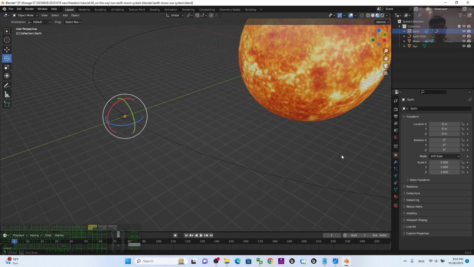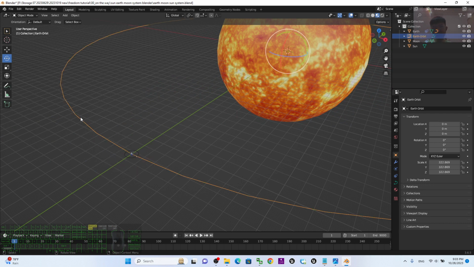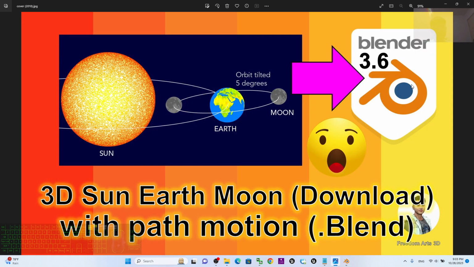Alright, that's all for today about my sharing of the Earth, Moon, Sun system with the orbits and animation.